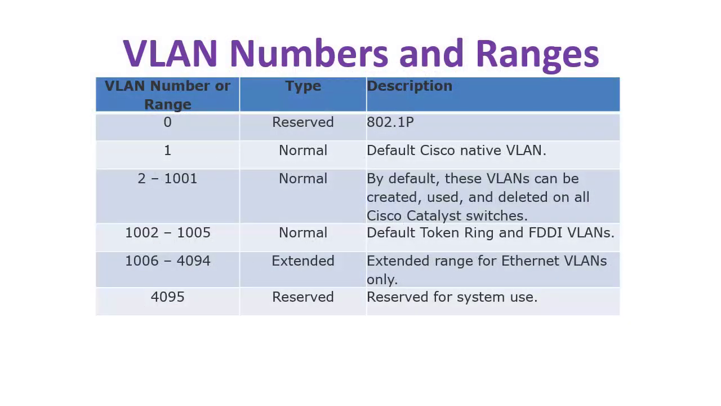Now, there are some standard VLAN numbers and ranges you should know. Specifically, let's focus on 2 to 1001. These VLANs are created and used and deleted on all Cisco Catalyst switches. And another one that you should really focus in on is the range of 1006 to 4094. This is an extended range of VLANs for Ethernet VLANs only. Now, you may be asked about these other ranges, but I would focus in on VLAN ranges 2 to 1001 and 1006 to 4094.